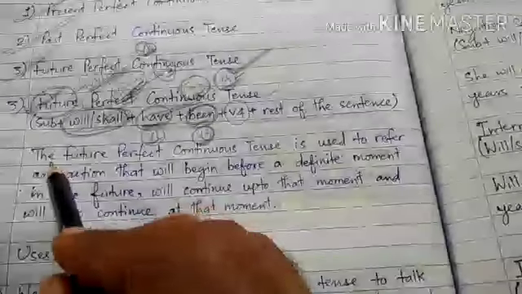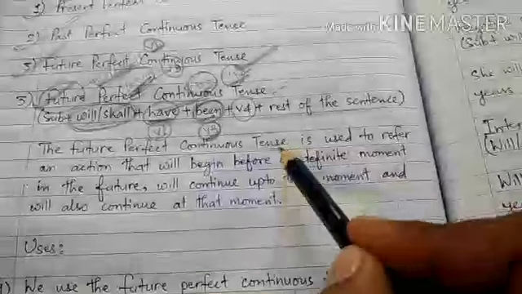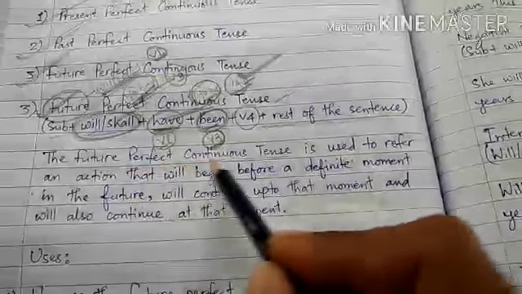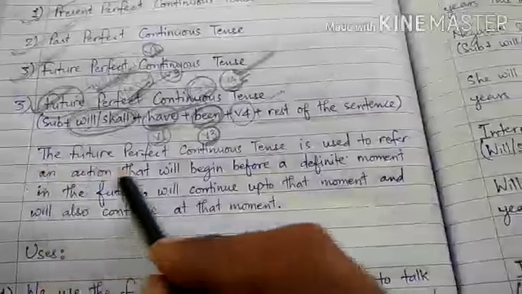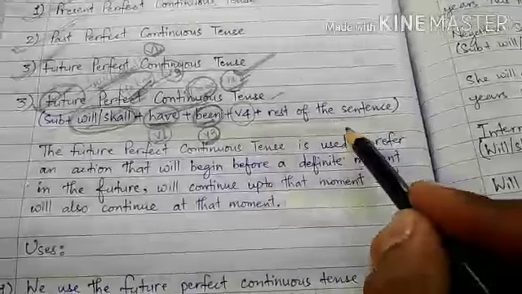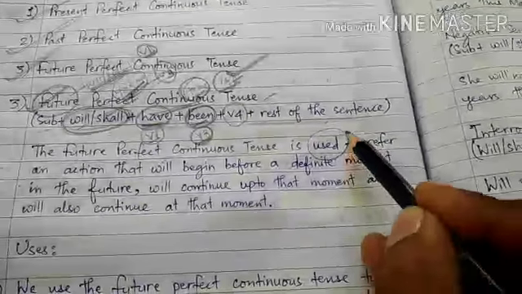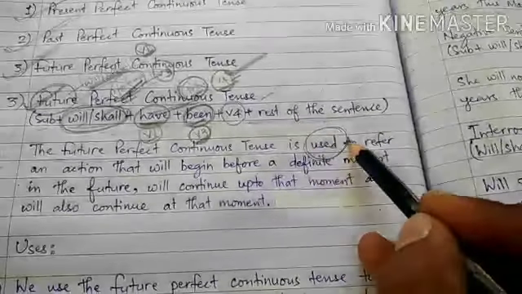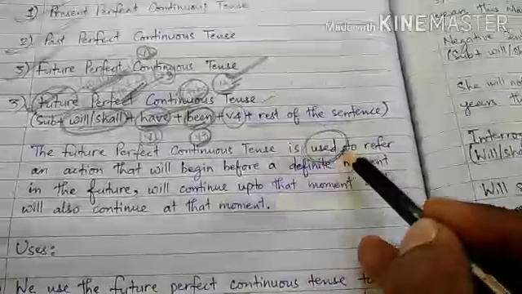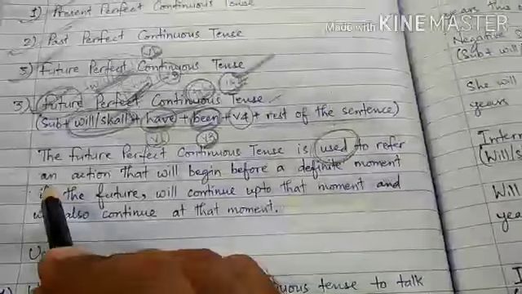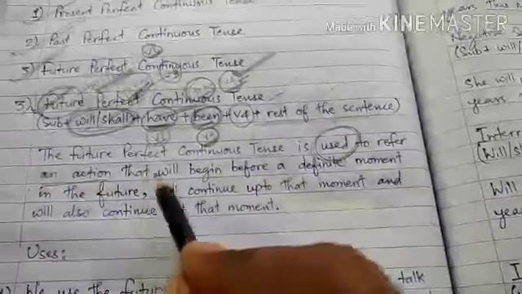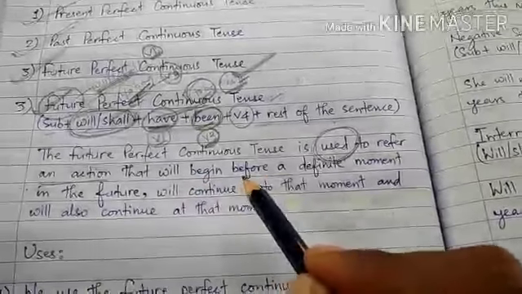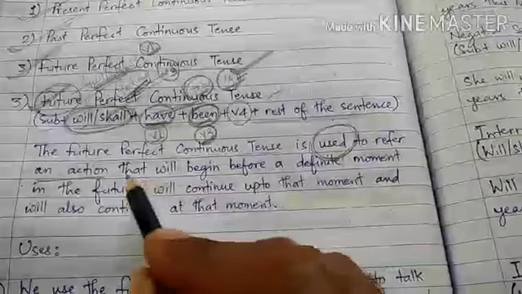So future perfect continuous tense हमें क्या बताता है? फ्यूचर परफेक्ट कंटिन्यूस टेंस हमें ये बताता है कि इसका यूज एक्शन को रेफर करने के लिए होता है, काम को बताने के लिए होता है. To refer an action, ऐसे काम को बताने के लिए होता है, that will begin before a definite moment in the future.